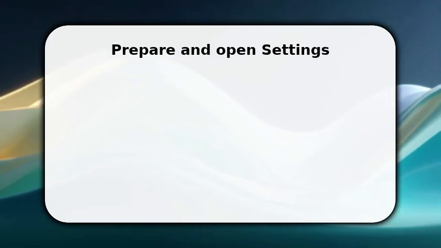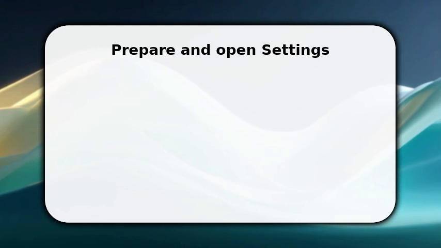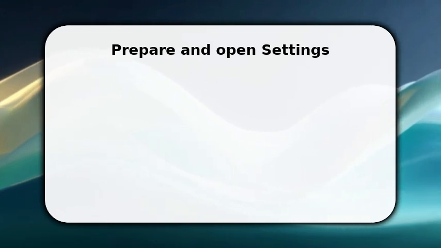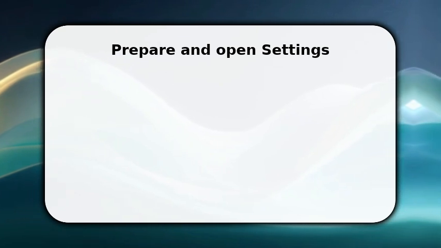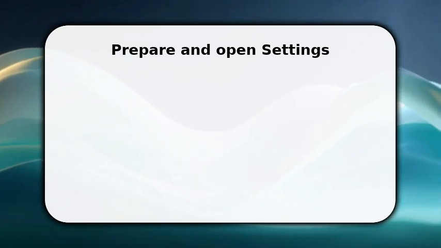You'll start by enabling developer options so you can change display scaling. Go to Settings, About Phone, then tap Build Number 7 times. Once done, return to Settings and open Developer Options.